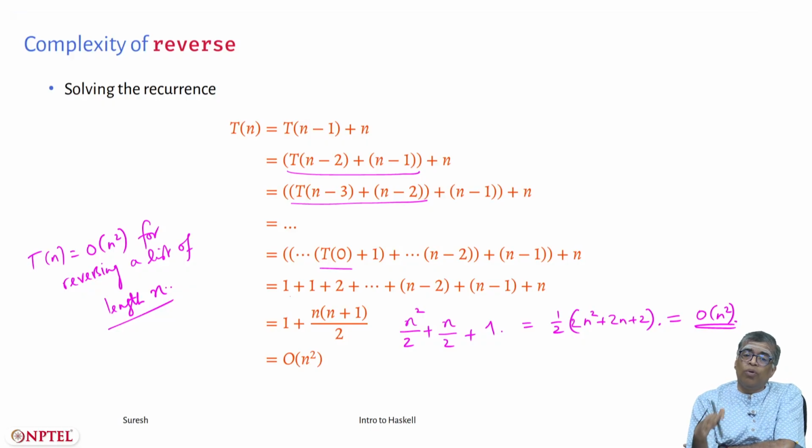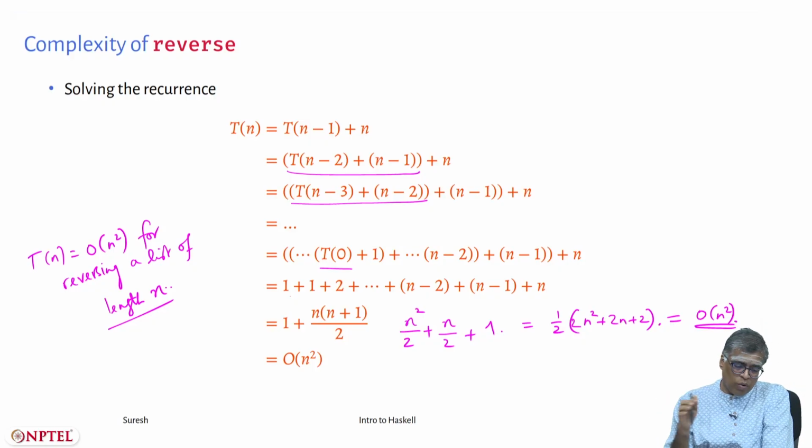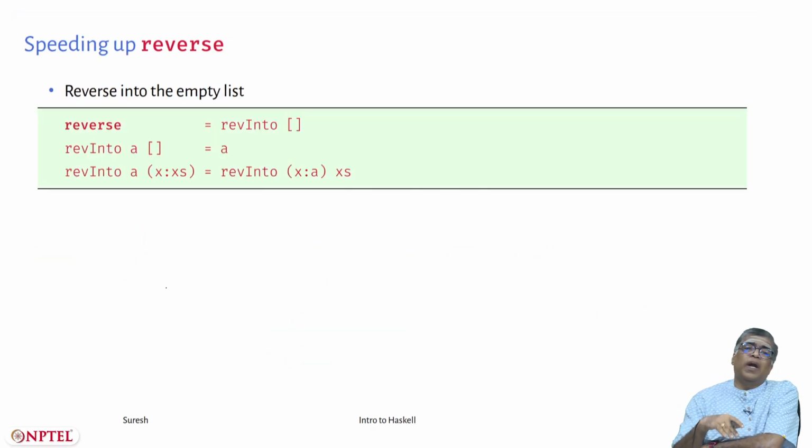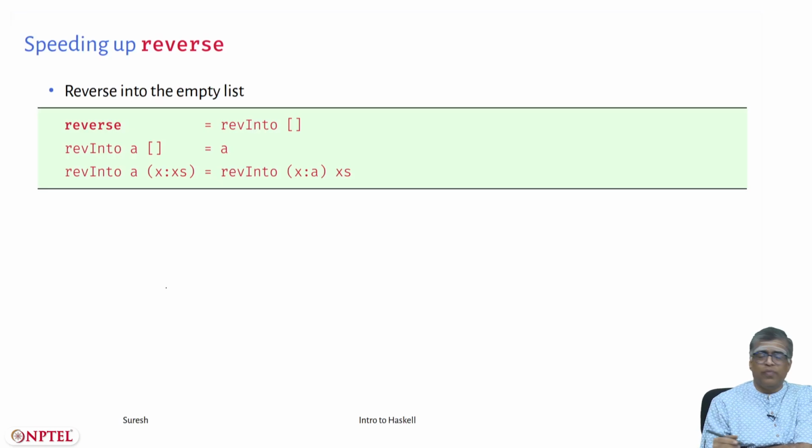Okay. So, now you know precisely how bad, or how good, this naive implementation of reverse is, and the main culprit is having to repeatedly do plus plus. Plus plus appends one list to another and it takes time proportional to the length of the first list. How do you speed up this reverse? We have already seen this.